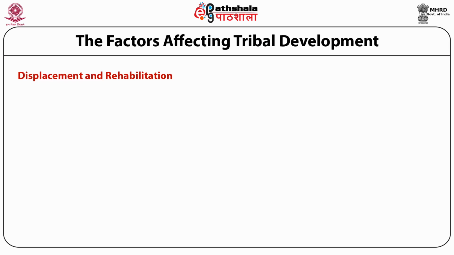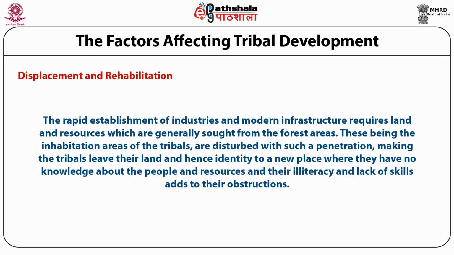Displacement and rehabilitation. The rapid establishment of industries and modern infrastructure requires land and resources, which are generally sought from the forest areas. These being the inhabited areas of the tribals are disturbed by such penetration, making the tribals leave their lands and hence their identity for a new place where they have no knowledge about the people and resources, and their illiteracy and lack of skills add to their obstructions.